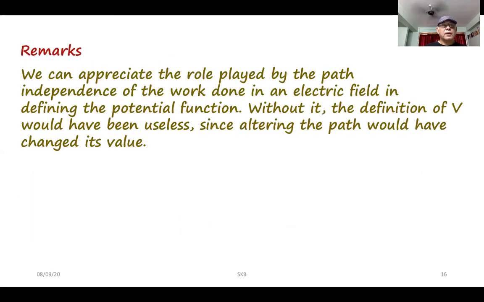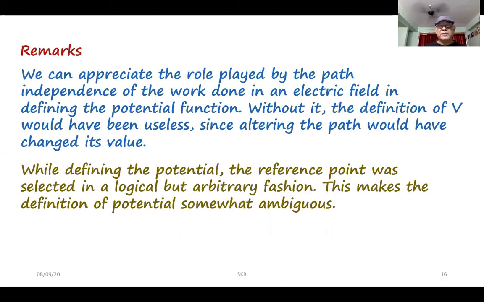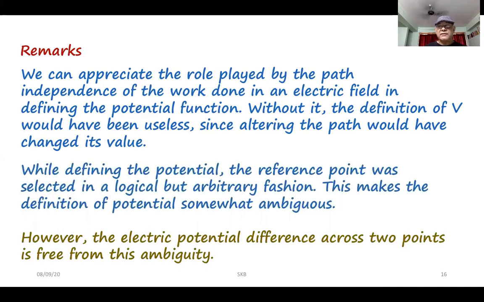Remarks. We can appreciate the role played by the path independence of the work done in an electric field in defining the potential function. Without it, the definition of V would have been useless, since altering the path would have changed its value. While defining the potential, the reference point was selected in a logical but arbitrary fashion. This makes the definition of potential somewhat ambiguous. However, the electric potential difference across 2 points is free from this ambiguity.